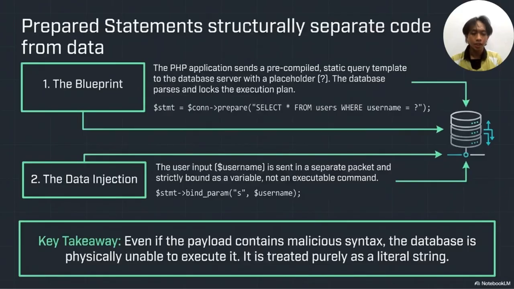To stop this attack, we use something called prepared statements, which keep the system code and the user text completely separate. First, the app sends an empty template of the command to the database with question marks. Then the user text is sent separately just to fill in the blanks. The most important part is that the database knows this is only text. Even if the text looks like dangerous code, the database will not run it.